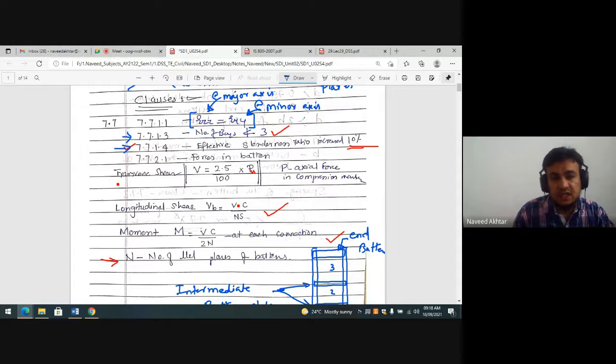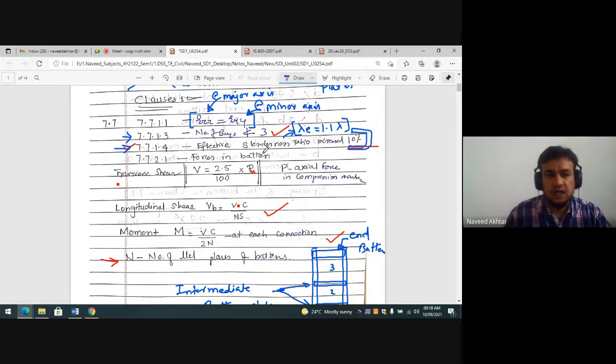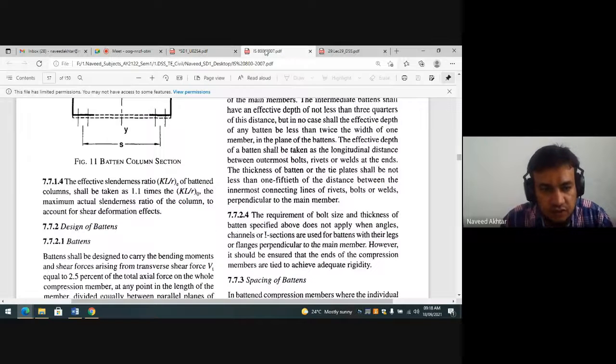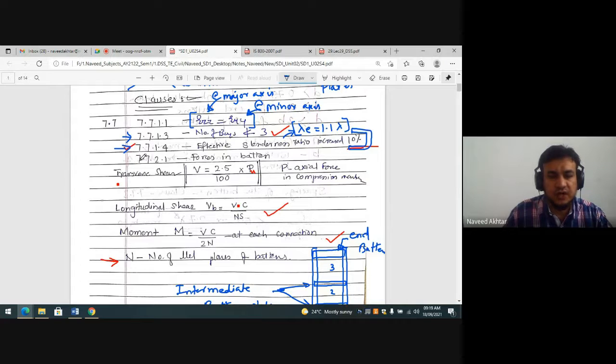1.1 times means it says that the effective slenderness ratio, that is lambda, is 1.1 times of lambda. It means that you have to increase the slenderness ratio by 10% to incorporate the shear deformation effect. So this is clause number 7.7.1.4.